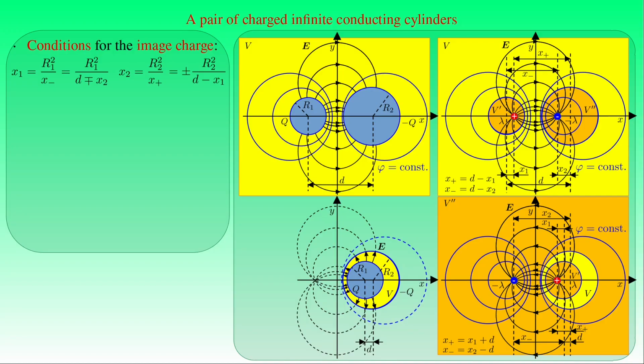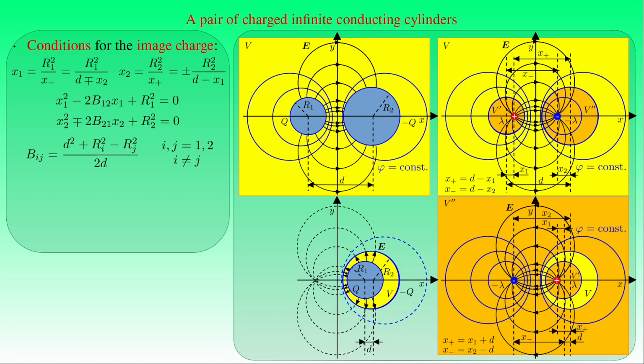The two conditions can be solved for the variables x sub 1 and x sub 2, which gives two second-order algebraic equations. The first one states that x sub 1 squared, minus 2 times a quantity denoted by b sub 1 2, plus r sub 1 squared is equal to 0, whereas the second one states that x sub 2 squared, minus or plus 2 times b sub 2 1, plus r sub 2 squared is equal to 0. The quantity b sub ij is just the shorthand notation of d squared plus r sub i squared minus r sub j squared over 2 times d, where the indices i and j equal 1 and 2 and they are distinct.